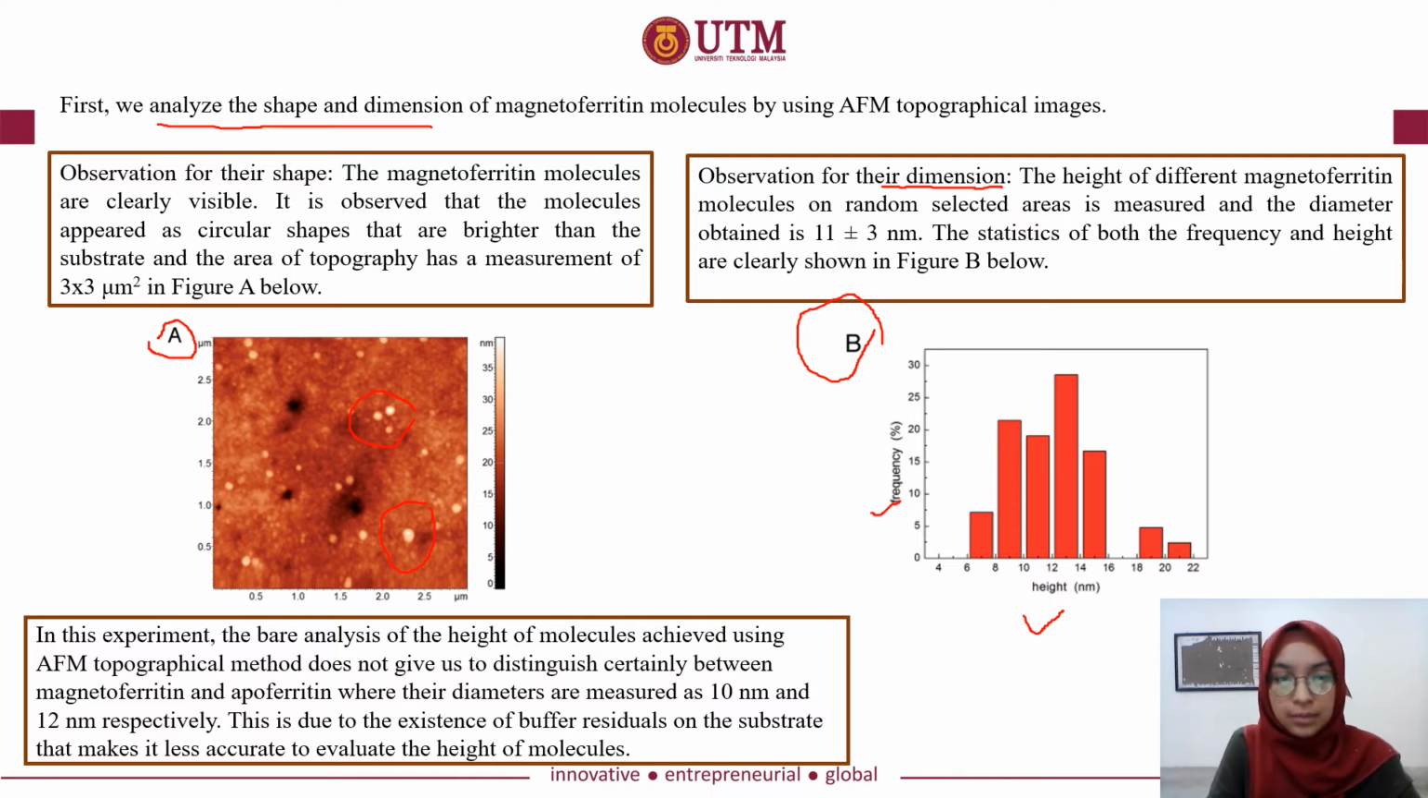In this experiment, the bare analysis of the height of molecules achieved using the AFM topographical method does not allow us to distinguish certainly between magnetoferritin and apoferritin. Their diameters are measured as 10 nanometer and 12 nanometer respectively. This is because of the existence of buffer residuals on the substrate that makes it less accurate to evaluate the height of the molecules.